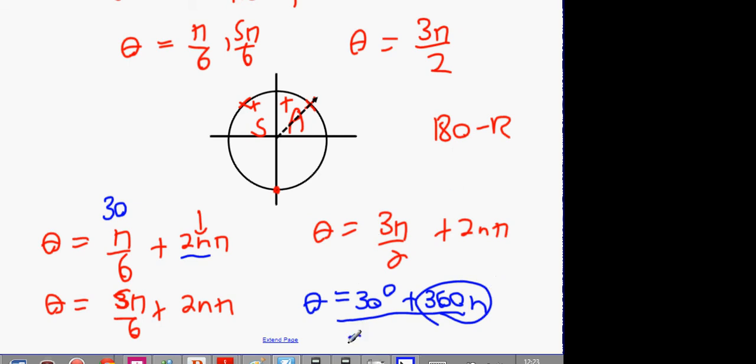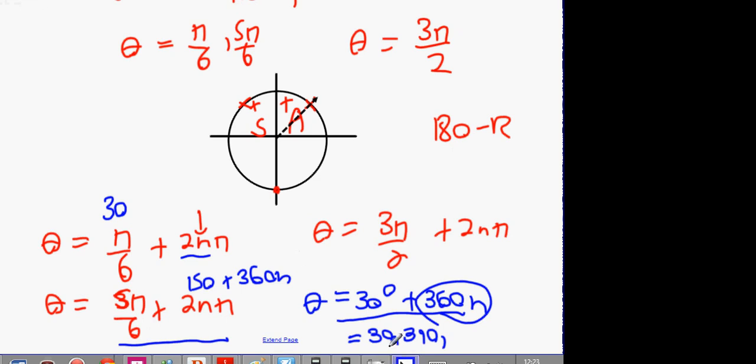So if I was to keep going around, my first answer would be 30, 390, and it just keeps going up by 360 every time, and that's the number of answers you can get. And then you do the same thing for this one, which would be 150 plus 360n. So your first answer is 150, your second answer is going to be 510 onwards. You can't write them all out.